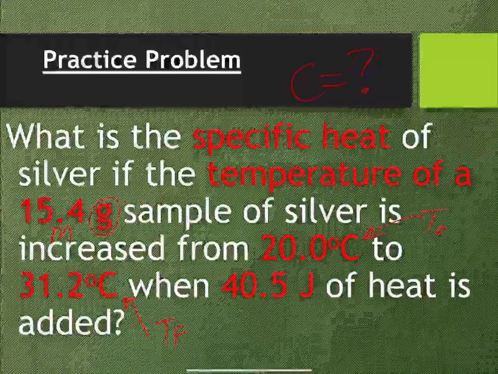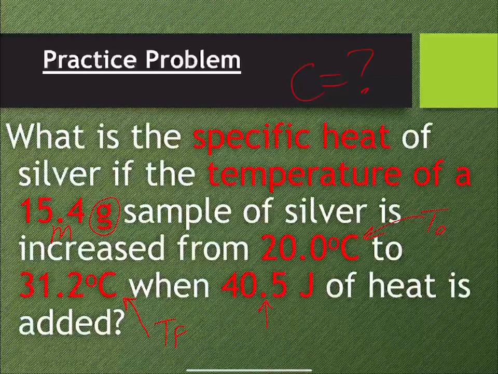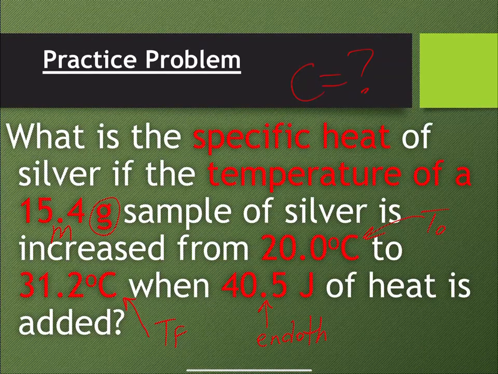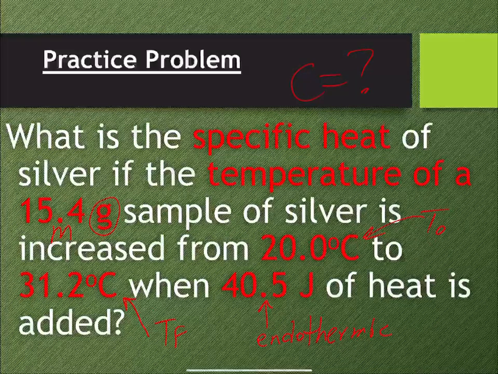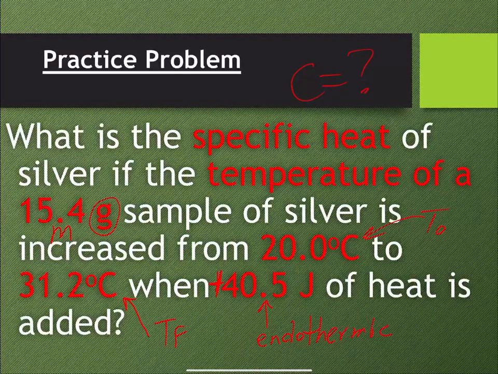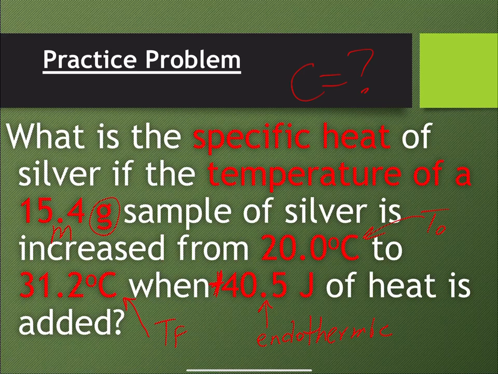And it says when 40.5 joules of heat is added. So if it's added, that means that it is endothermic, and so when we put this value in the equation, we're going to put it in as a positive value. If it was exothermic, if energy was releasing, then we would put it in as a negative value.